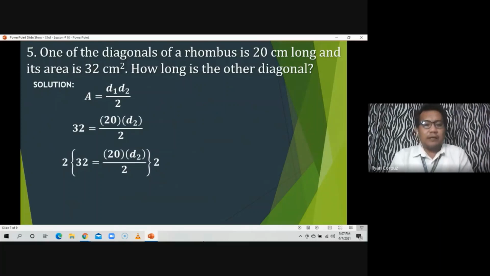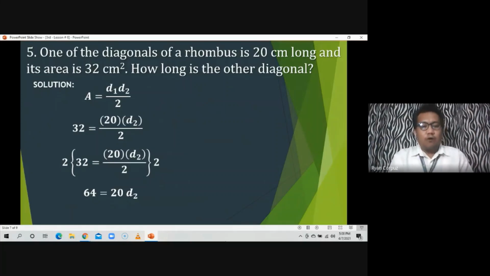So ang gagawin natin, para hindi natin po problemahin yung denominator na 2 in the end, we have to remove it right away. That is by multiplying both sides of the equation by 2. If you are going to do that, 2 times 32, it will be equal to 64. Then you can cancel out 2 here. So magiging ganito ang kalalabasan. So magiging 64 is equal to 20 d sub 2.